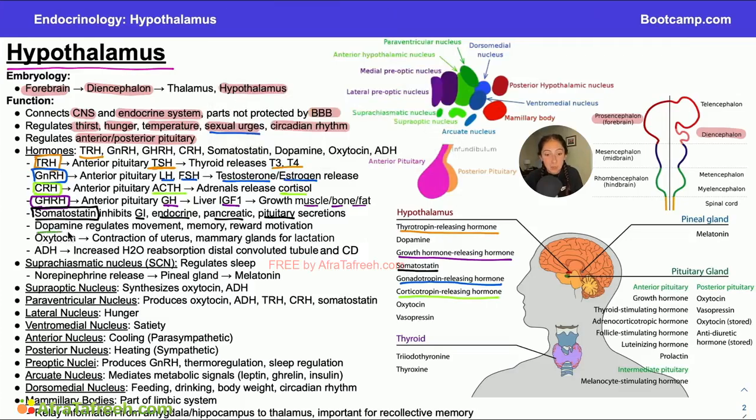Next, we'll talk about dopamine. Dopamine is going to regulate movement, is going to be important for memory, reward motivation, so another important function of our hypothalamus there, that it secretes dopamine.